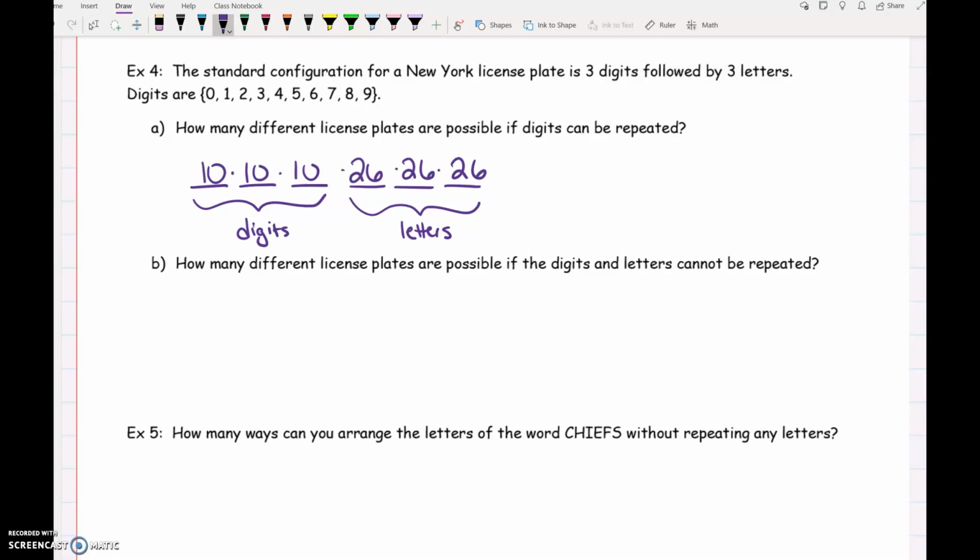You would multiply all of these together to get the total number of possible license plates. This is if the digits and the letters can be repeated. After this, we're going to talk about what happens if they can't be repeated. So if we plug this into our calculator, if you get scared because it's a huge number, that's okay. It should be a huge number.